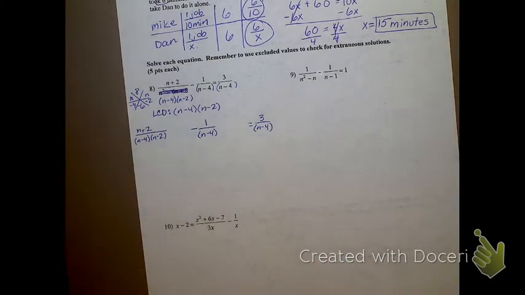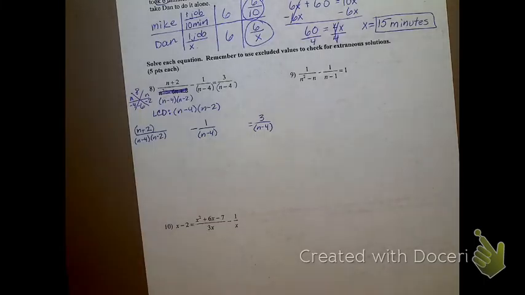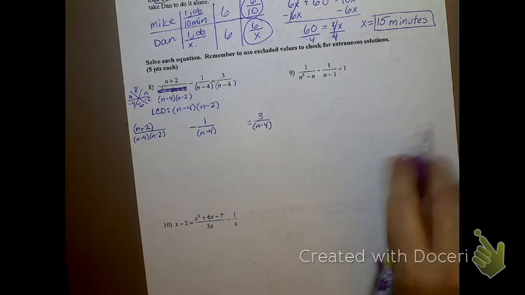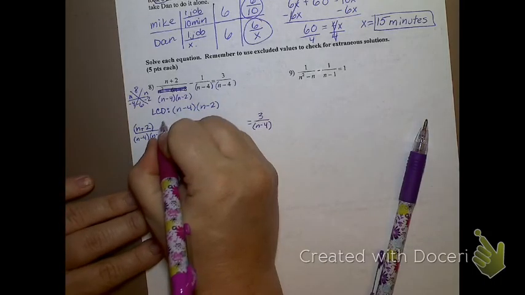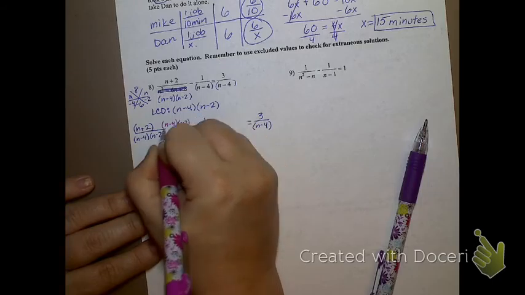Now, before I multiply my fractions by anything, are there any numerators that you think need to be factored or put in parentheses? N plus 2 needs to be put in parentheses. It can't be factored, so it just needs to stay in parentheses. Okay? So, let's see. I'm going to multiply each of these by n minus 4, n minus 2 over 1.